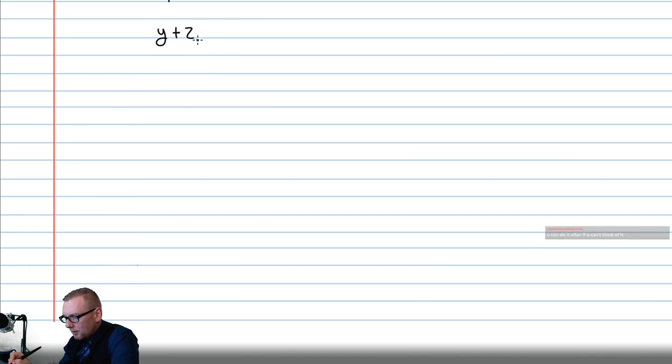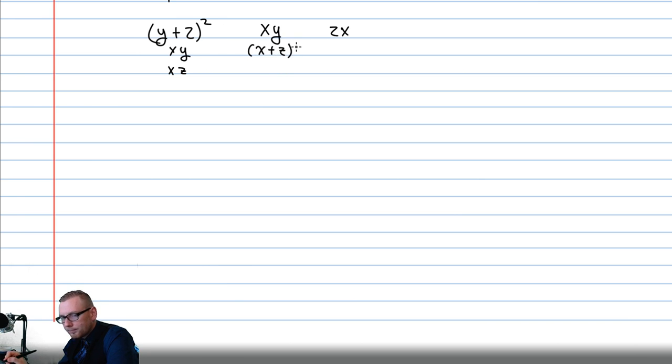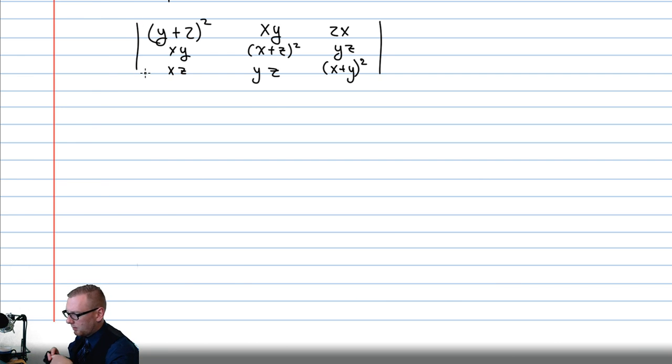Is it y plus z squared, xy, zx, xy xz, x plus z squared, yz, yz, x plus y. The only thing is this is just like three of these multiplied together. It's pretty inconvenient then to have to refactor them.